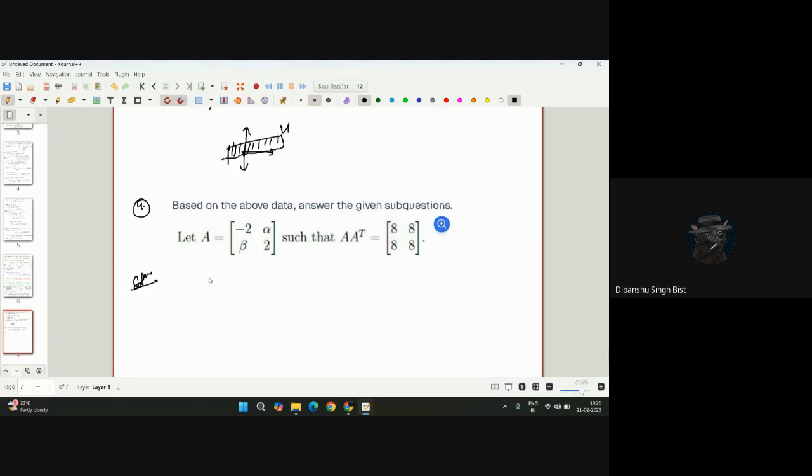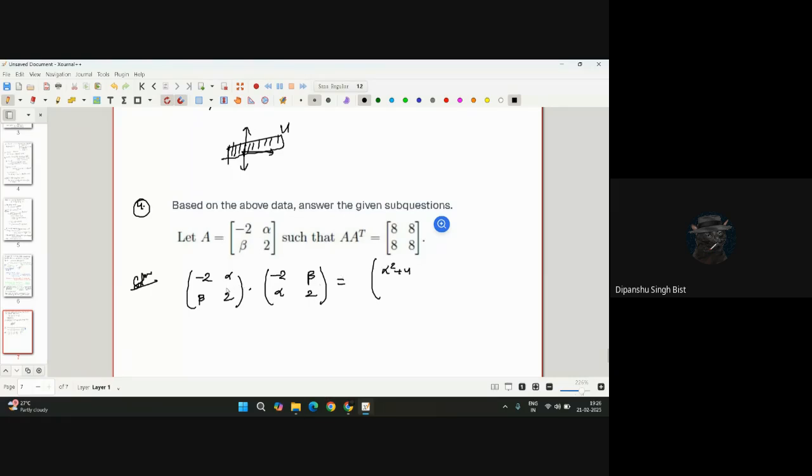So it says A times A transpose is this. Let's find A times A transpose. A is minus 2, alpha, beta, and 2. And then A transpose is the transpose of this. Transpose means you interchange rows with columns. So this is my first row, I'll write it as a column: minus 2, alpha. And this is my second row, I'll write it as the second column: beta, 2. That will give me 4 plus alpha square plus 4.